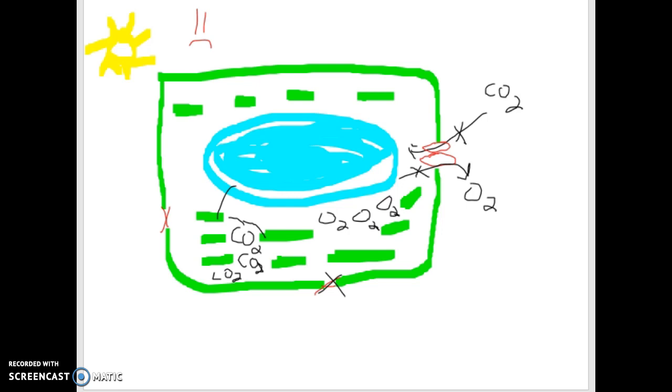So when you close a stoma, you prevent carbon dioxide from coming in, which is an essential ingredient of photosynthesis, and you trap oxygen inside, which is not necessary at all. So plants sometimes try to shift over into a thing called photorespiration, where they use oxygen to make energy. Just not real efficient. Doesn't work real well for them. Doesn't turn out so good.